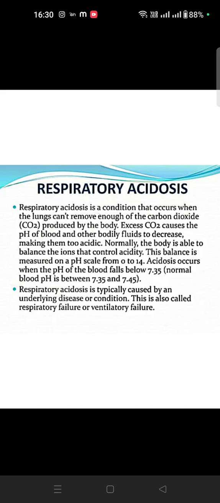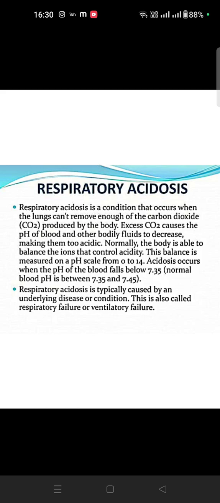It is when the body cannot remove enough of the carbon dioxide it produces. So already we exhale the carbon dioxide that the body produces. If we can't breathe, that carbon dioxide will not go out. So excess carbon dioxide gas causes the pH of the blood or other fluid to increase, making it acidic. So the body is not able to balance and control the acidity. The pH scale goes from 0 to 14. The normal blood pH level is 7.35 to 7.45.